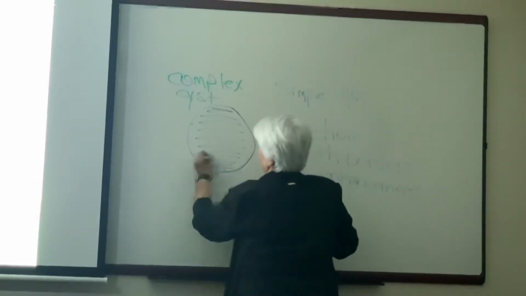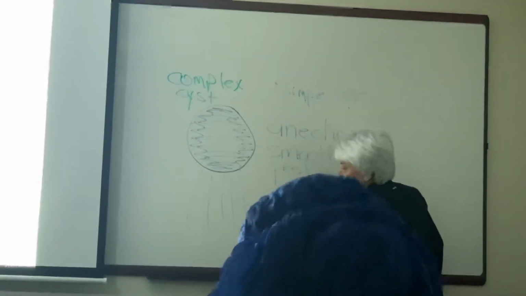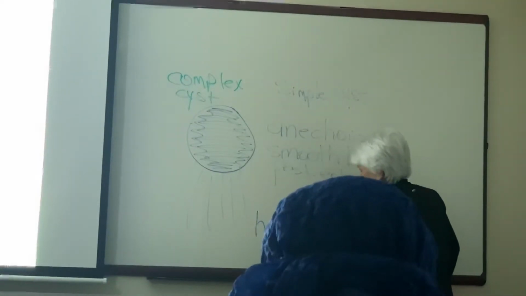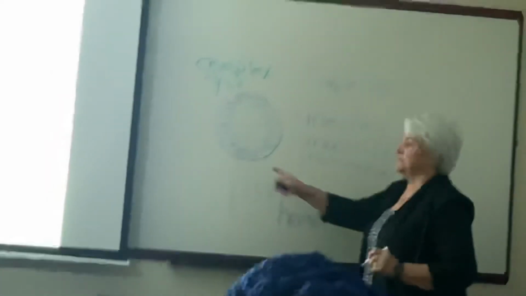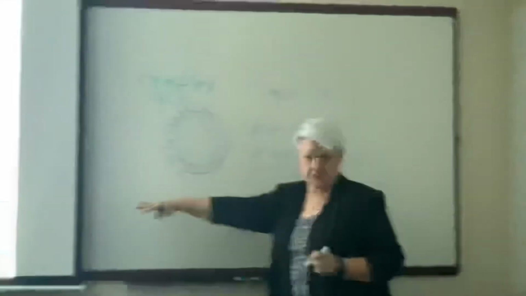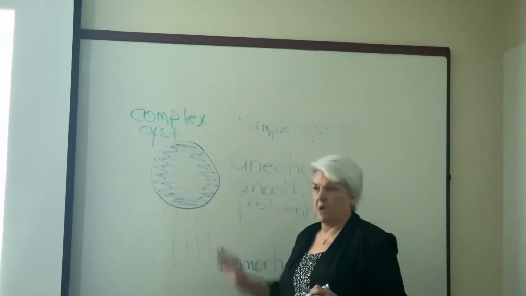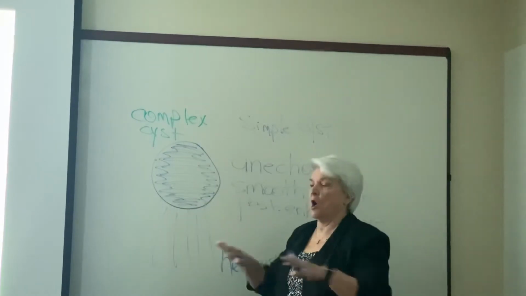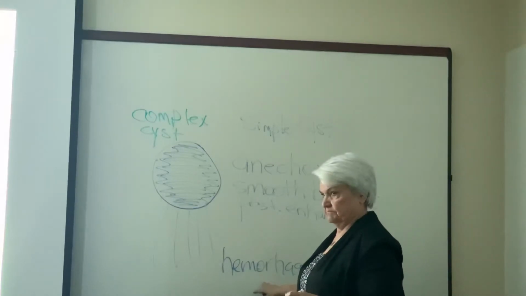That's all filled full of stuff. It's not anechoic. What does that throw it into? A hemorrhagic cyst. That throws it into a hemorrhagic cyst. This will be homogeneous. Okay? It'll be homogeneous. It'll all be the same. And it's a hemorrhagic cyst. Okay?